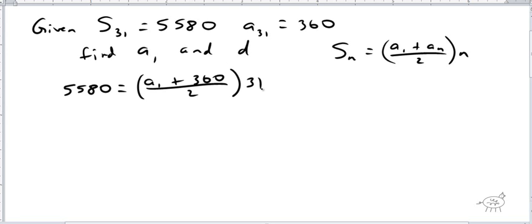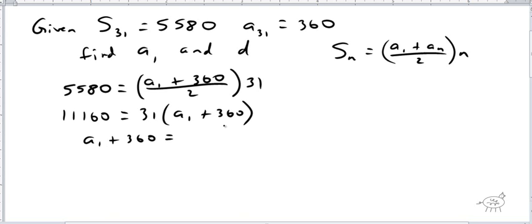So it's just a matter of algebra. That's all it is, math fans. So I multiply both sides by 2 to get rid of this 2 on the bottom here. And so we get 11,160 equals 31 times a sub 1 plus 360. Divide by 31, so we get a sub 1 plus 360 is equal to 360. And a sub 1 is 0. Wow, all that work. Brutal. A sub 1 is 0.